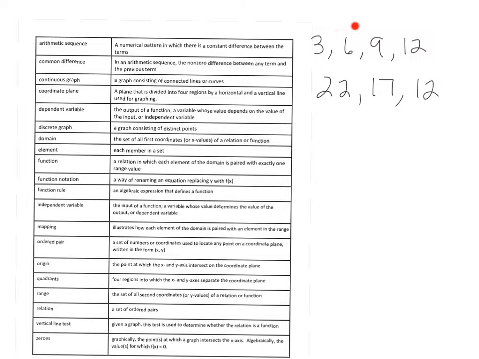And so these two things are examples of arithmetic sequence, but the beauty of it is the difference in each of those terms is your common difference. So in the arithmetic sequence, the non-zero difference between any term and the previous term. So in this case, the common difference is 3, 3, 3, so it's common among all the terms. In this case, the common difference is negative 5, negative 5.